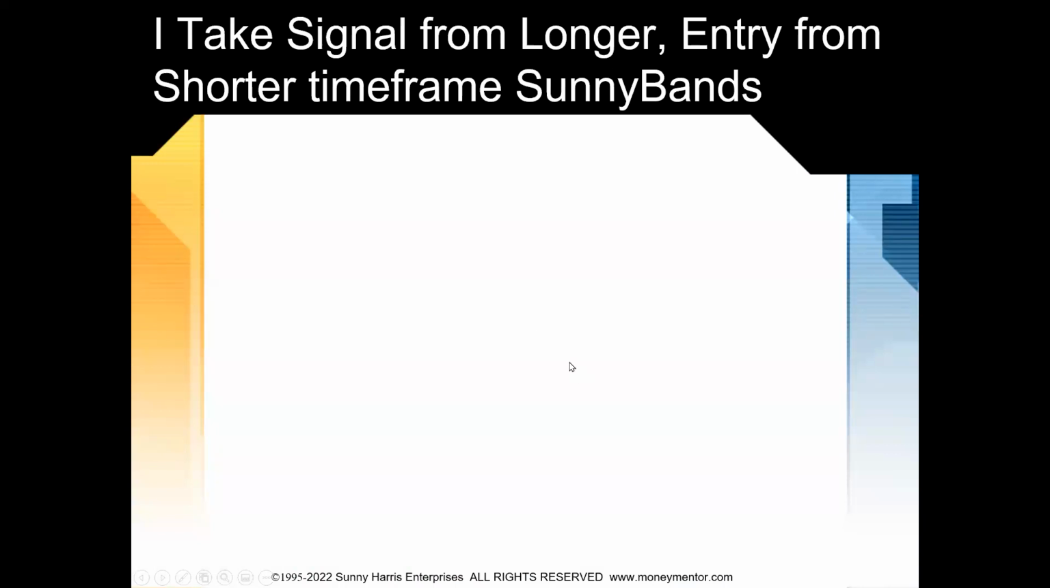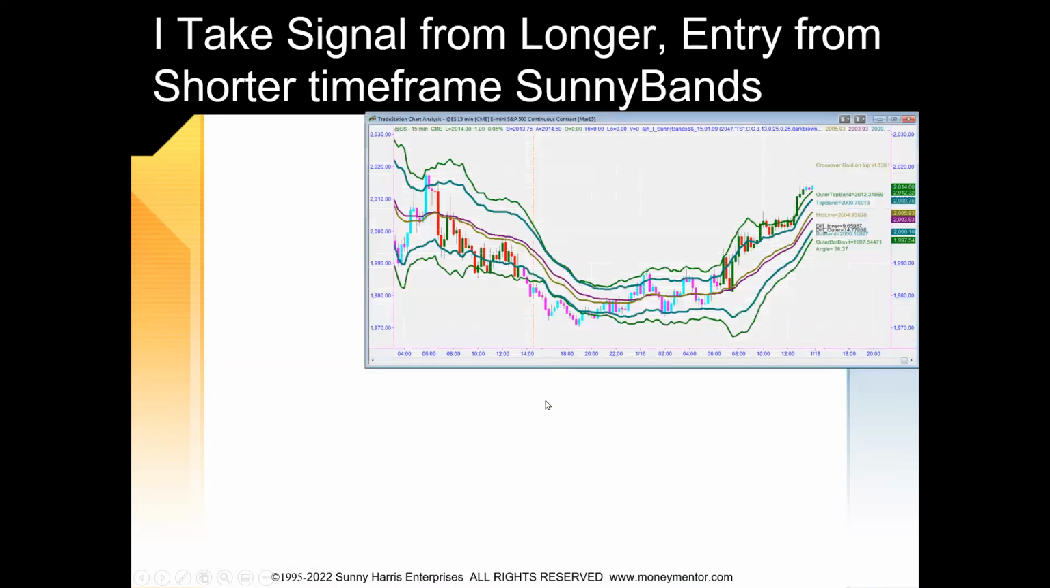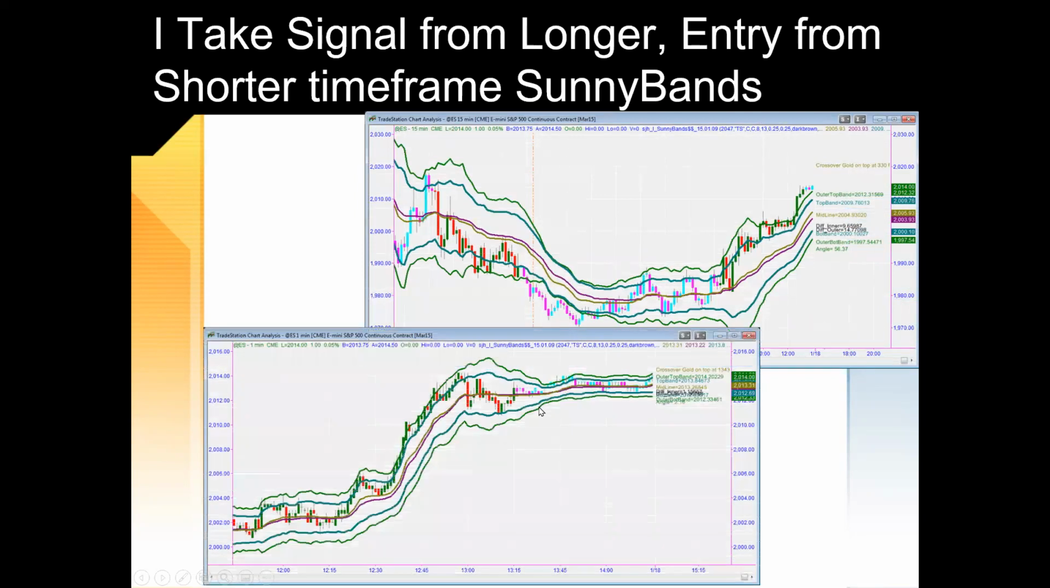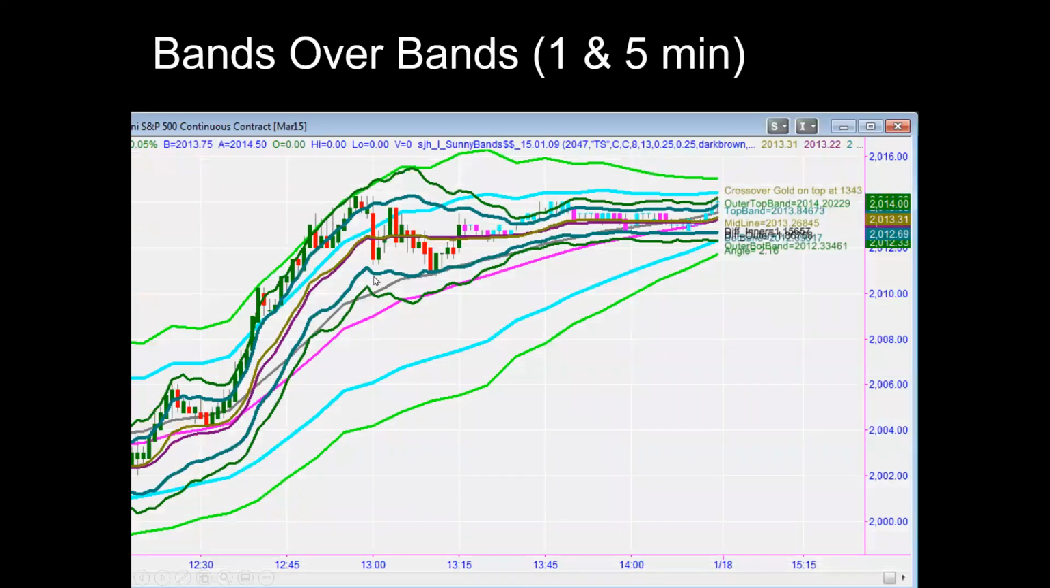So I do take the signal from the longer and the entry from a shorter time frame, and I'll show you in just a minute how I combine those two on one chart to make the reading of it really easy. I don't like to think about things. So here they are. The darker green is the 1 minute SunnyBands. Same chart we've been looking at all along. So darker green's the 1 minute, and this light green is SunnyBands on a 5 minute chart.